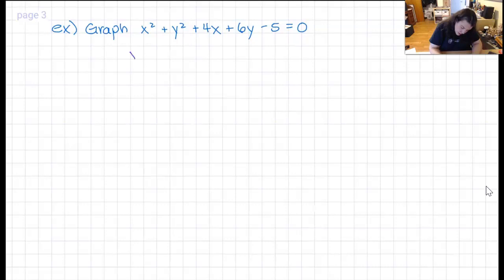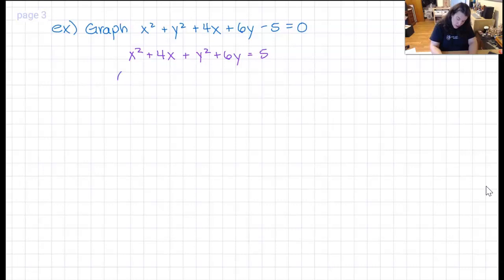So we've got x² + 4x, put those together, plus y² + 6y, put those together. And that negative 5, that's going to go on the other side. And now we complete the square. With the x's, remember to complete the square, it's always (half of b) squared. So half of 4 is 2, and 2 squared is 4. Notice how I'm putting them in parentheses now, because I'm completing the square, and it's going to help to keep those separate.